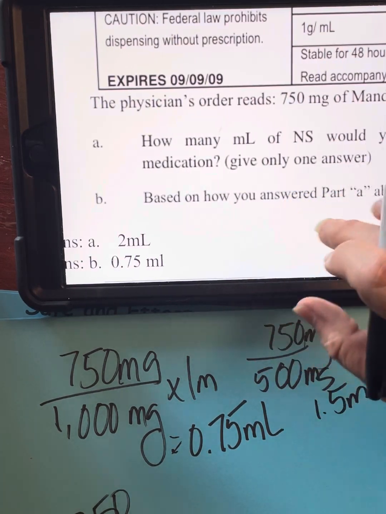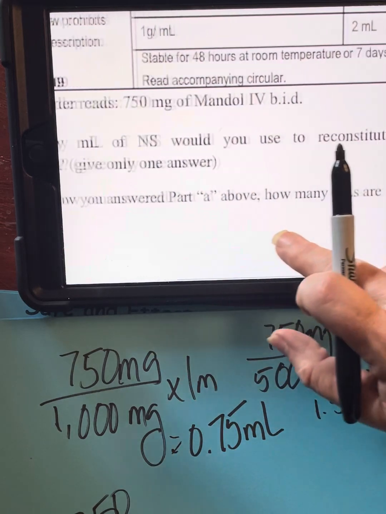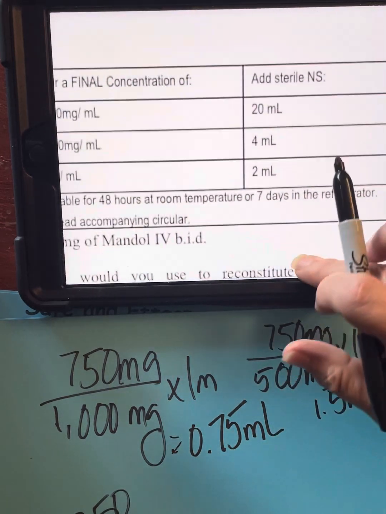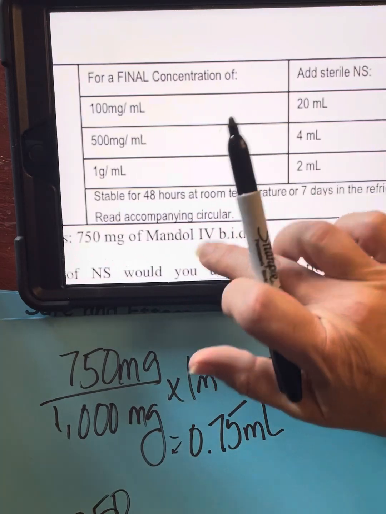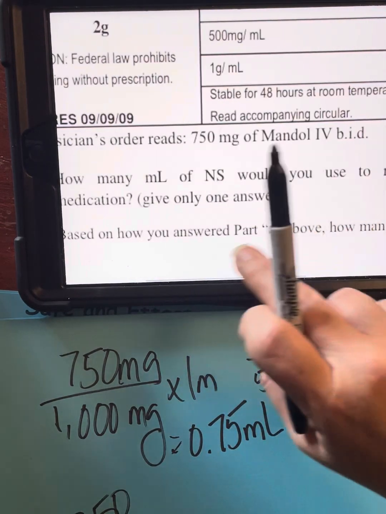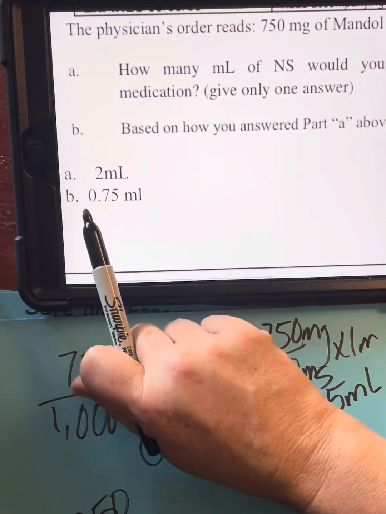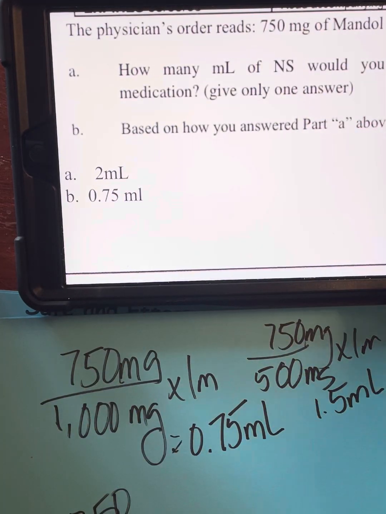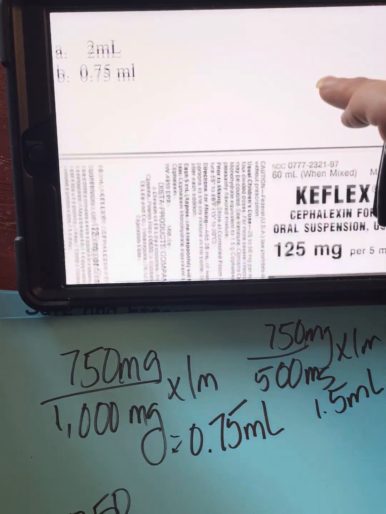So, how many milliliters of normal saline would you use to reconstitute? I'd put 2. Based on how you answered it, how many milliliters are required for that dose? 0.75 milliliters. Lord, make it plain to him. He gonna help y'all.